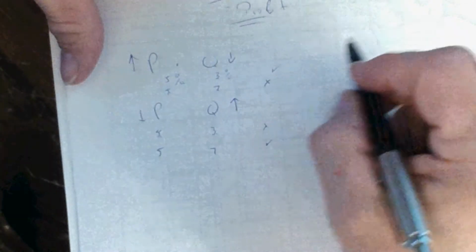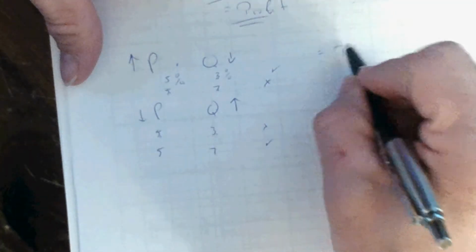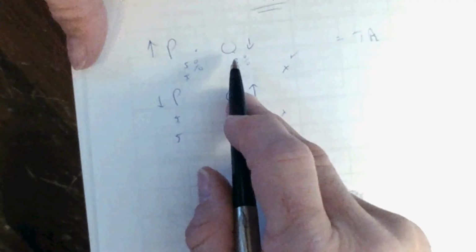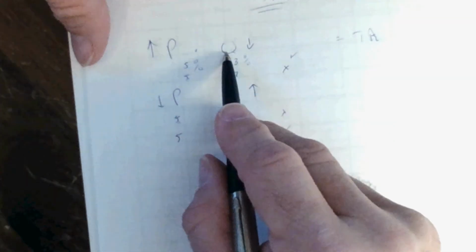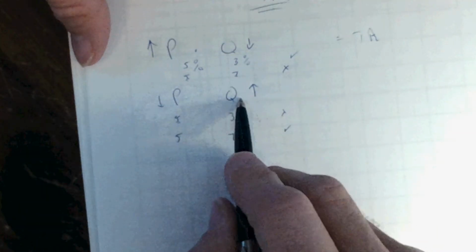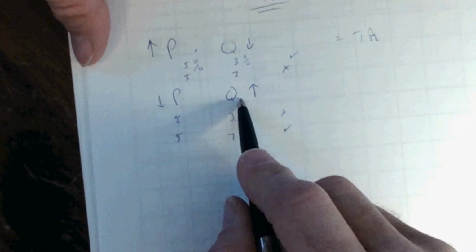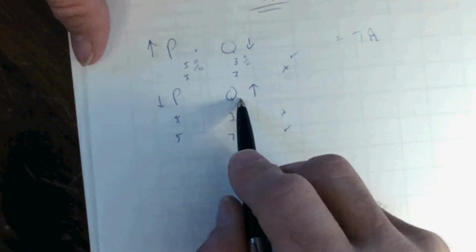Total revenue, price times quantity equals total revenue. Total revenue is a race between price and quantity because demand is a negative relationship between price and quantity. You know if the price goes up, quantity is going to go down. And if price goes down, quantity is going to go up. The question is, what is the relative weight each one has?